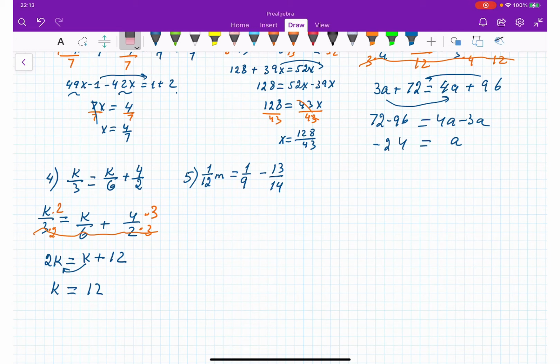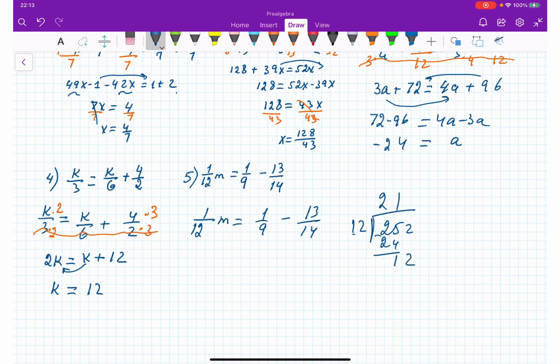So how much is it going to be? 1 over 12m is equal 1 over 9 minus 13 over 14. So let's see, 252, if I divide by 12, how many times will it be? It will be twice, 24, right? Remainder is 1, 12 by 12 is 1. So here we are getting 21, here 21.